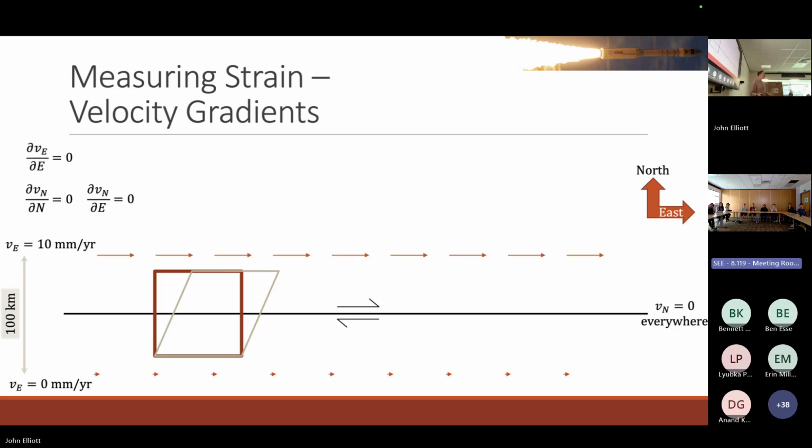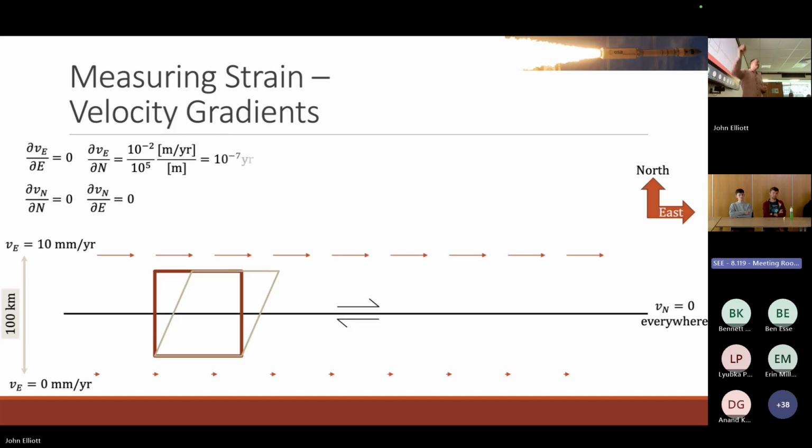How does the eastward velocity change as you move eastwards? Well, in the south, it's constant, and in the north, it's constant. So it's not varying. So that's 0. So the only thing that's varying in this simple setup is the eastward velocity as you move northwards, going from 0 to 10. So that's 10^-2 meters per year over a distance of 10^5 meters. That gives you a strain rate of 10^-7 per year, or 3 times 10^-15 per second. So that's 100 nanostrains. So when I show you the figures later, that's quite fast.